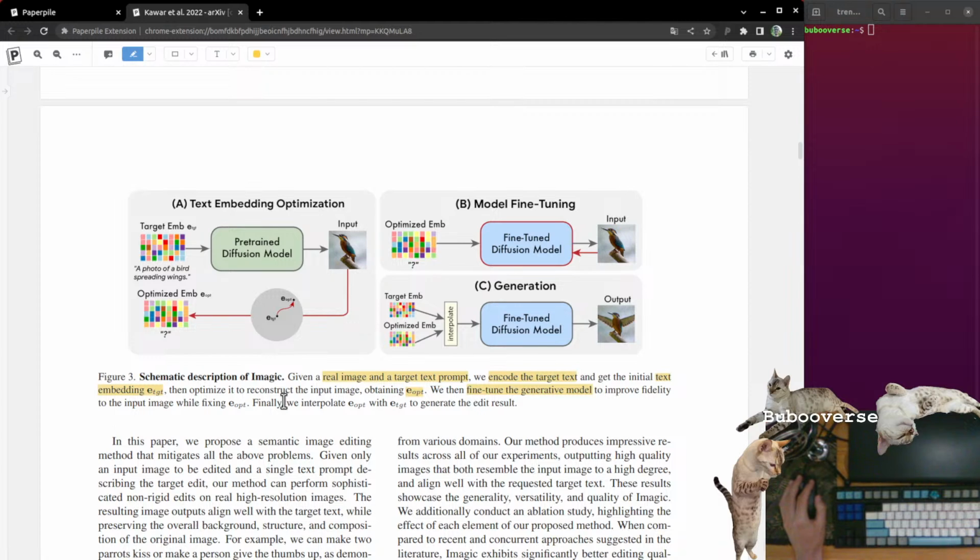Okay. And then finally they interpolate the optimized embedding and the target embedding. So, right, both of these embeddings are vectors in the same feature space, right, points on the same manifold. They interpolate this, whether it's a linear interpolation, there's probably something more fancy going on. They feed that into this diffusion model that they fine-tuned in step B, and then that produces the actual final output, which is what you want, the edited image.